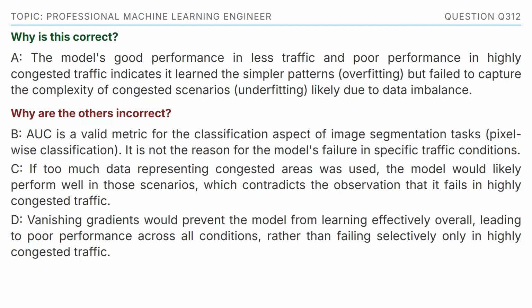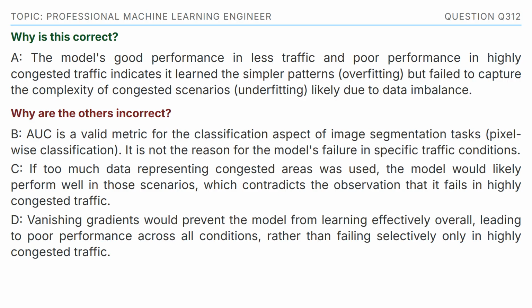Why is this correct? A. The model's good performance in less traffic and poor performance in highly congested traffic indicates it learned the simpler patterns, overfitting, but failed to capture the complexity of congested scenarios, underfitting, likely due to data imbalance. Why are the others incorrect?